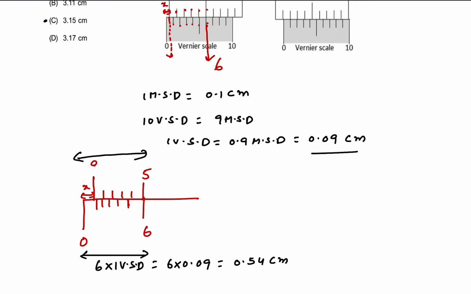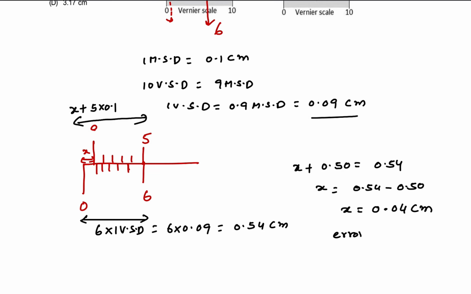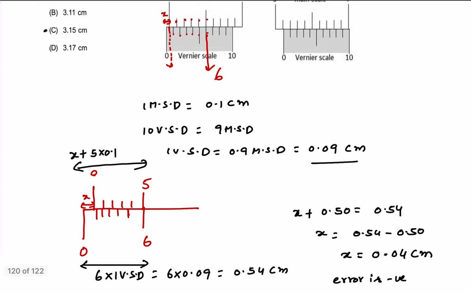But meanwhile you can see which division is there here. X plus 5 divisions are there now, 5 into 1 centimeter. Now you can write it as error. We are going to write the error value. Error is nothing but x only. So you can write x plus 0.50 is equal to 0.54. x is equal to 0.54 minus 0.50. So finally we will get x is equal to 0.04 centimeter. Error is negative. So you can write x is equal to minus 0.04 centimeters. I have written the error value.